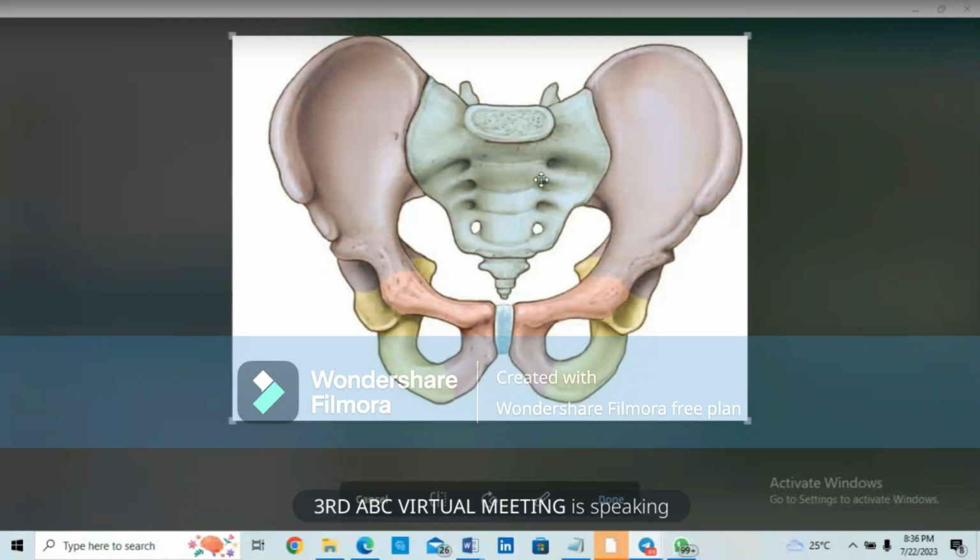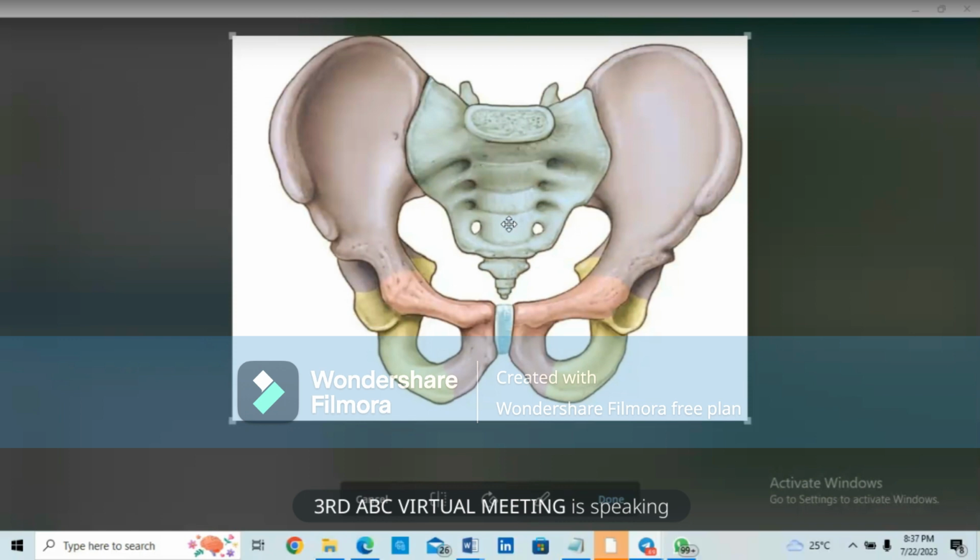Then the role of the lesser pelvis is majorly to house the pelvic viscera. Within the lesser pelvis, you're going to find the major pelvic viscera, consisting of the organs of the urinary system and the organs of the reproductive system.